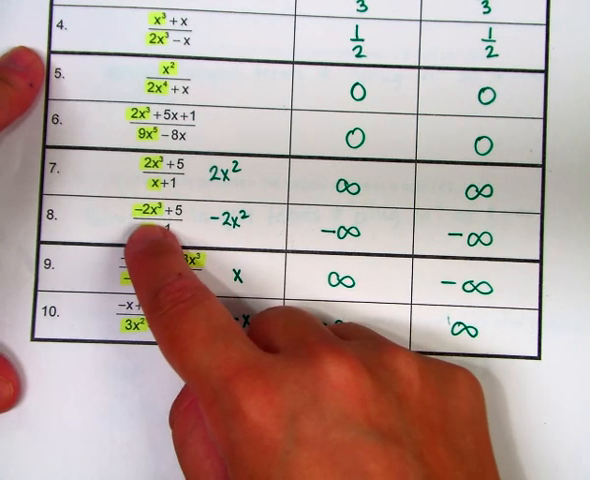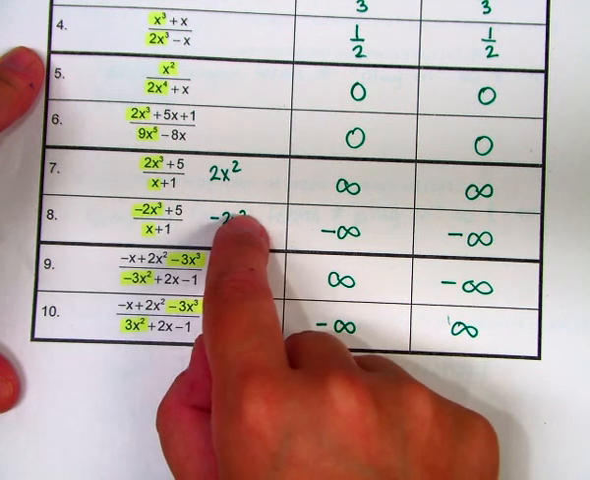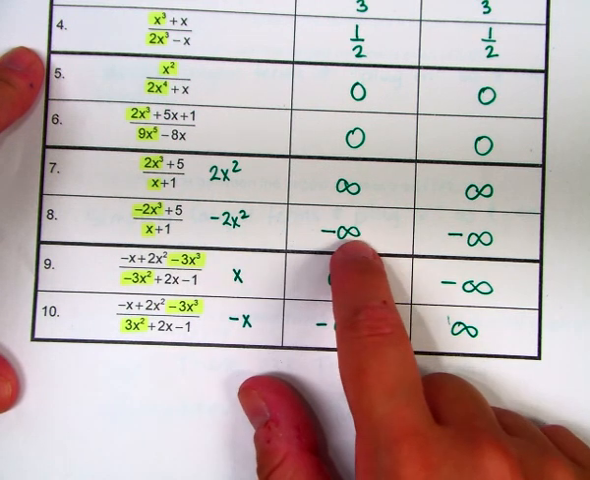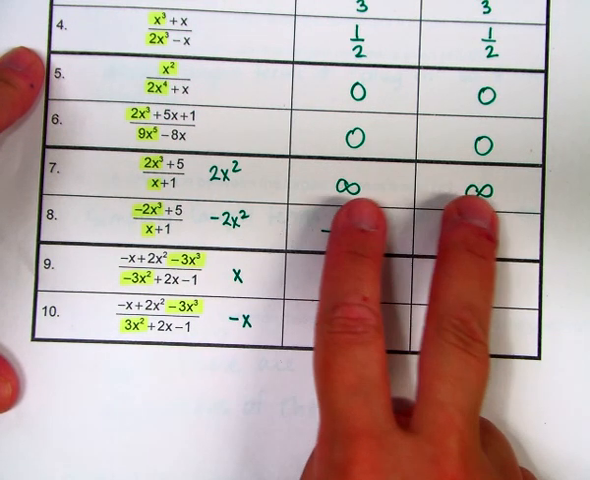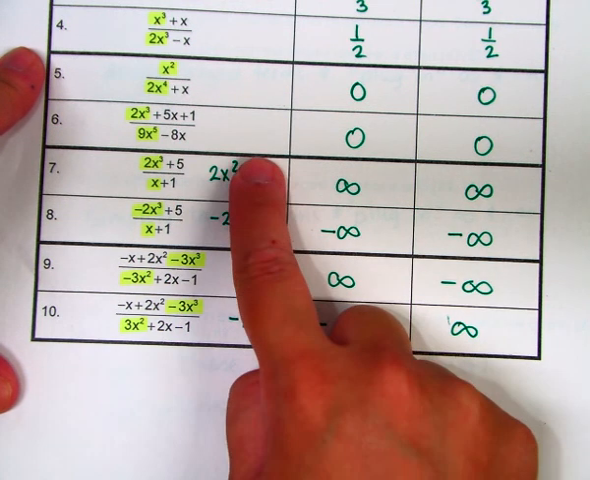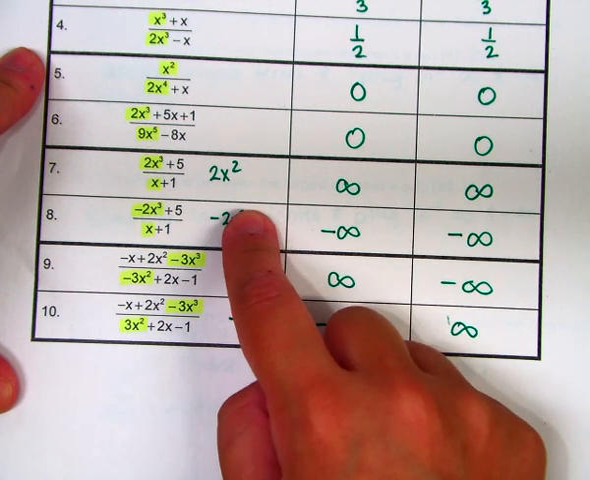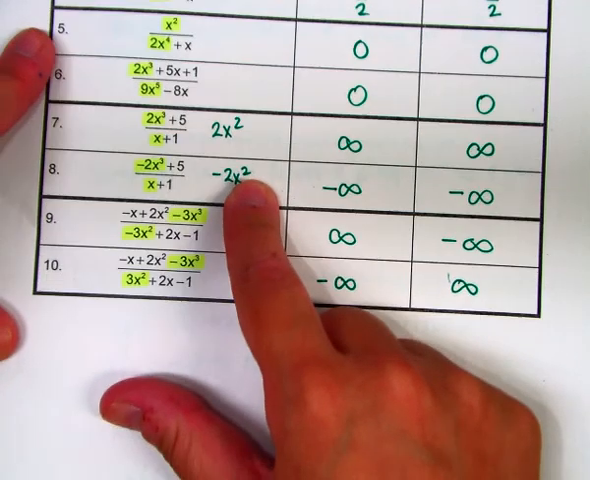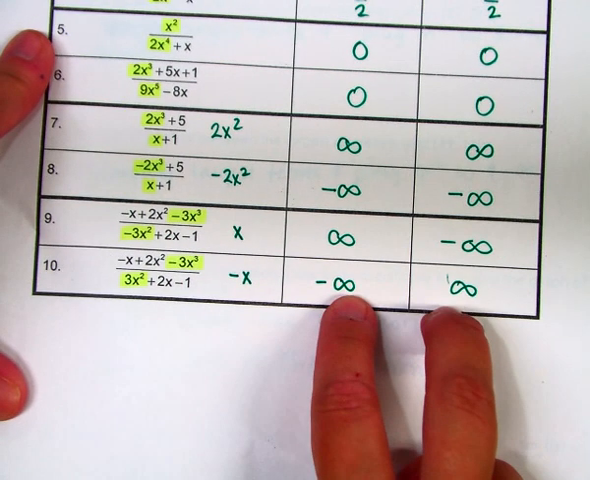In number 8, our coefficient happened to be negative, so that affected this totally differently. So we do know that these two are going to match whenever you have an even power, so that's one thing that you can note. And then they're always going to be opposites of one another when you have an odd power.